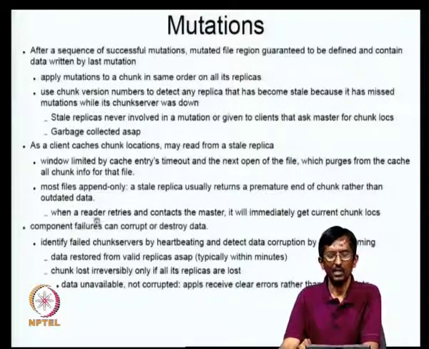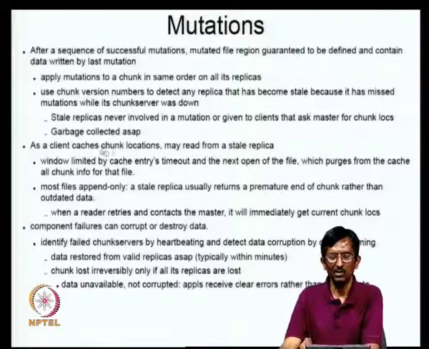So if this kind of error takes place, a premature end of chunk, it asks for some size and it's actually not there, you get end of file or whatever, and the reader can retry and get the information from the master about exactly the current state of things. Okay. So the client may actually use a stale replica, but if it so happens that it tries to do something with it, it gets an error and therefore it can get the correct situation.